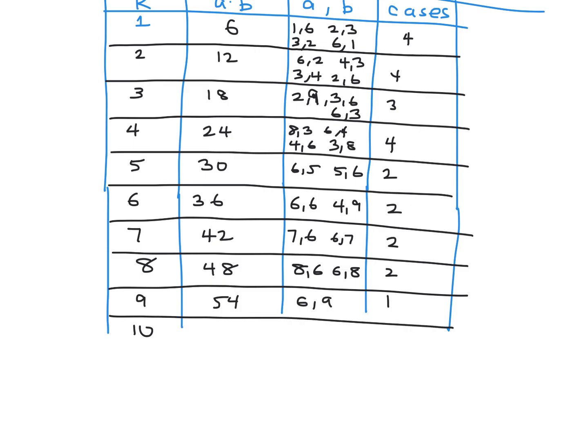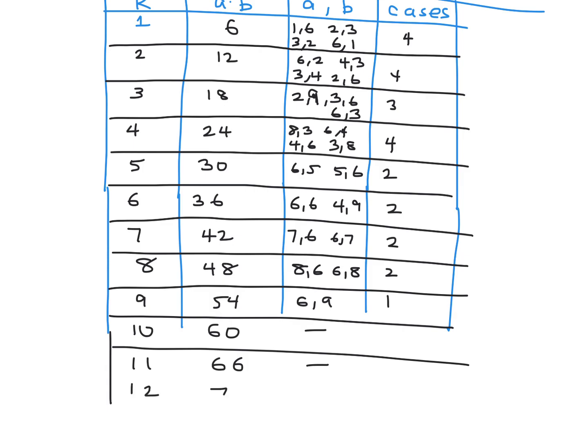And then 10 would give you 60. And I don't think there's anything you could do there. 11 would give you 66. Again, no possibility. And then the last one is 12. That's 72. And that's the last one. (8, 9). So there's 1.